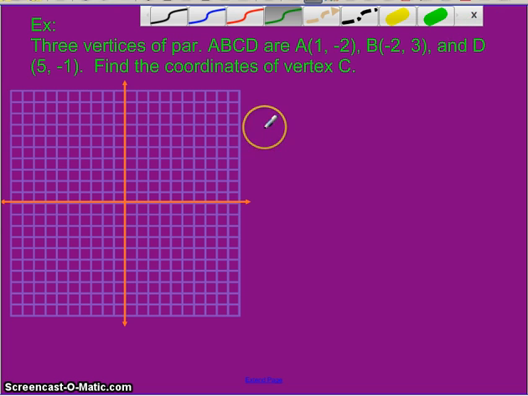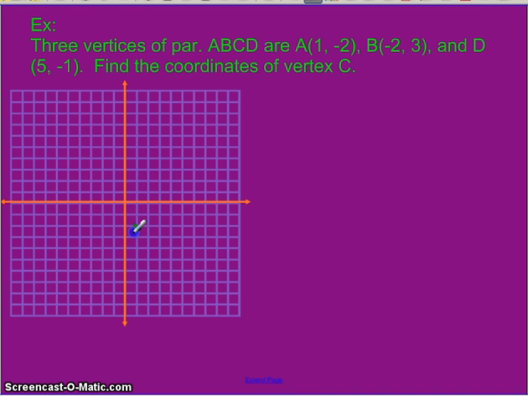I think I got a parallelogram to graph for you here. So we got A is at 1, negative 2. Then we got negative 2, 3 for B, right there. And then we've got 5, 1, 2, 3, 4, 5, down 1 right here. And we've got to figure out where the other vertex is so that this would be a parallelogram.